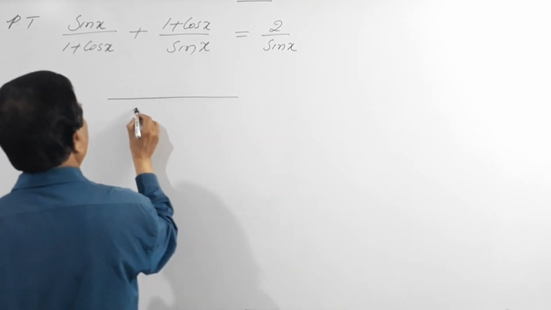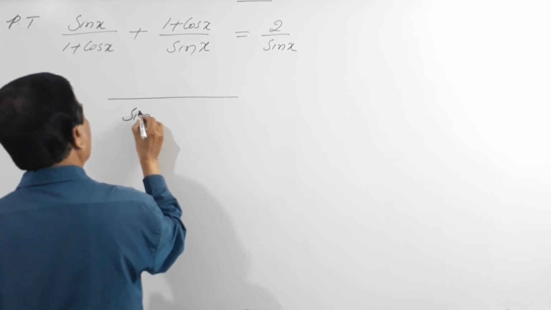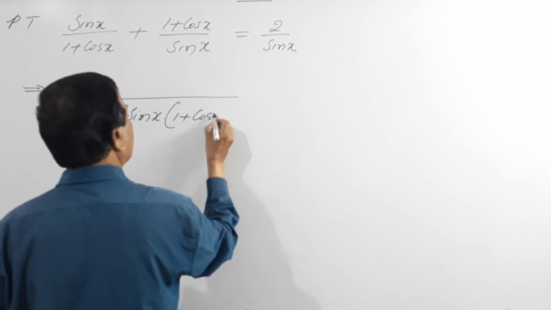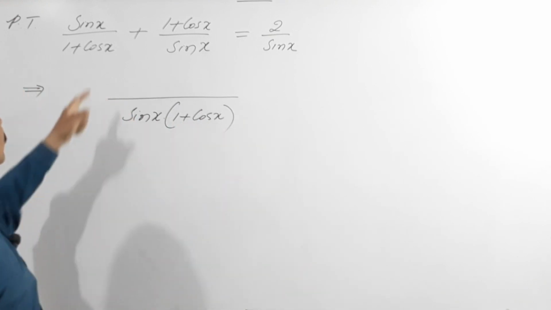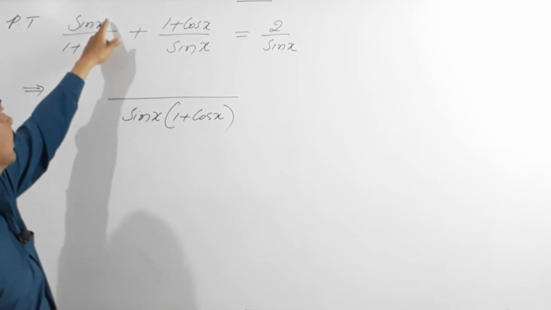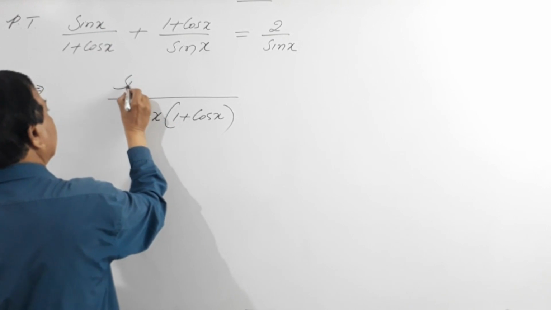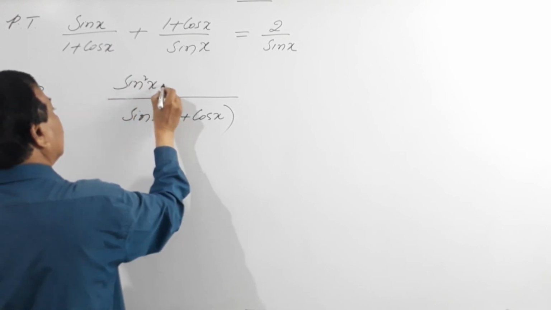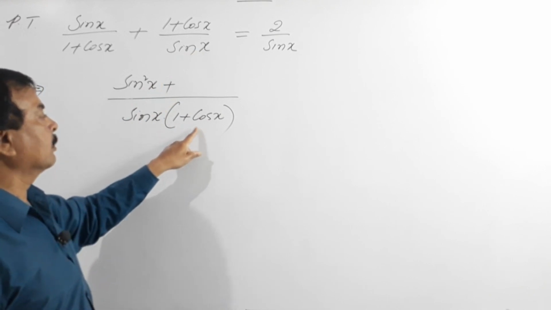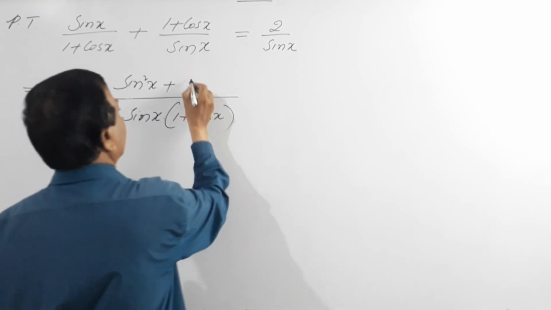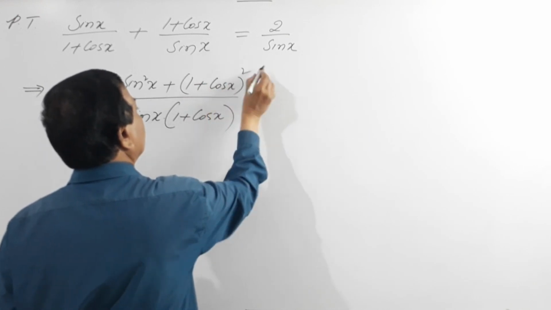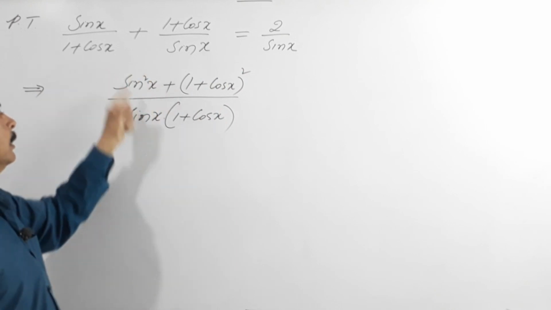What I'll do? Sin x into 1 plus cos x LCM. So 1 plus cos x, 1 plus cos x goes, left is sin x. Sin x into sin x becomes sin square x plus sin x goes here. We are left with 1 plus cos x into 1 plus cos x becomes 1 plus cos x the whole square divided by this.